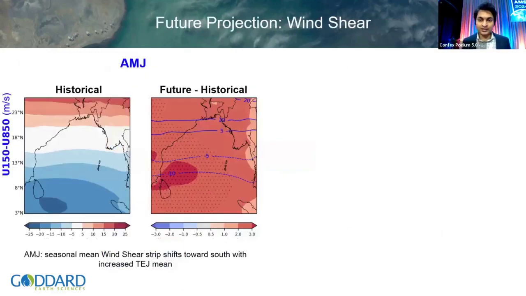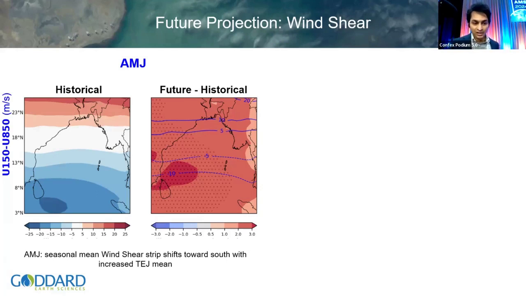So if you look at the reason behind it, the wind shear, this is April, May, June. The left panel shows the historical climatological mean, the CMIP6 mean from 12 CMIP6 models. The right-hand figure shows the future minus historical difference as shaded color, and the future mean is shown as a blue contour. As you can see, the future minus historical shows that the wind shear is projected to increase in the northern Bay of Bengal.